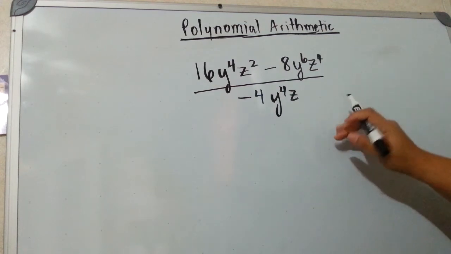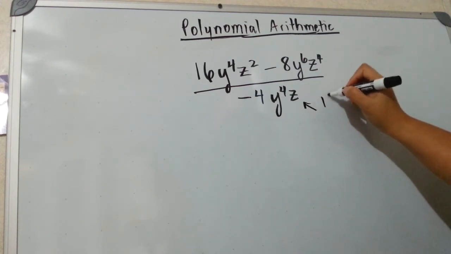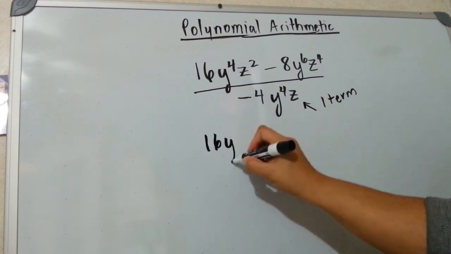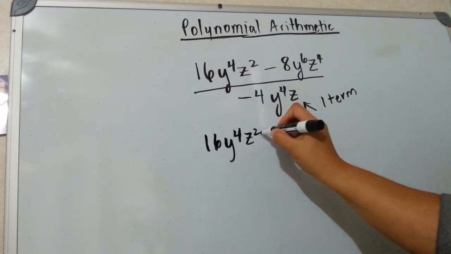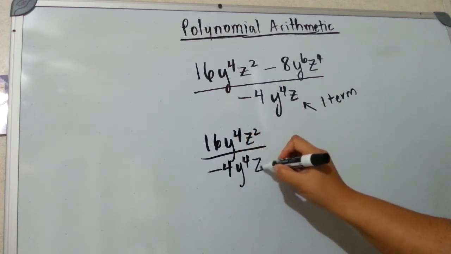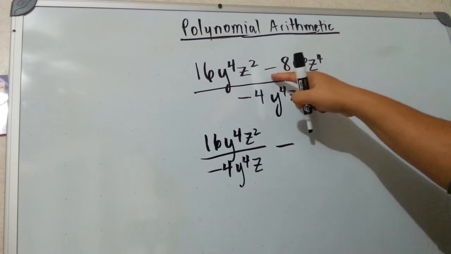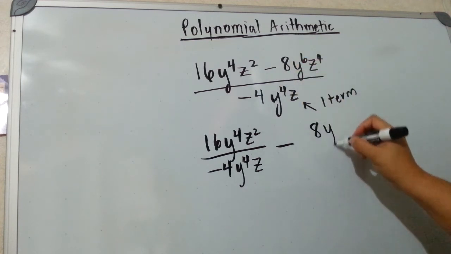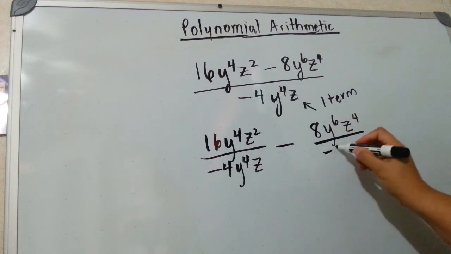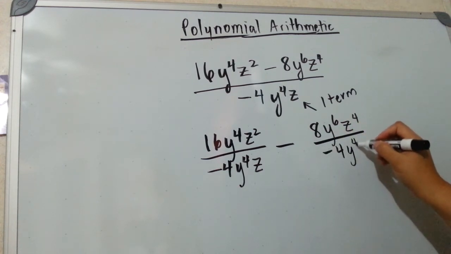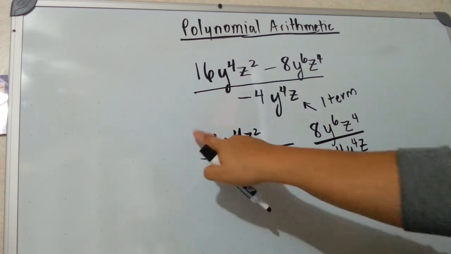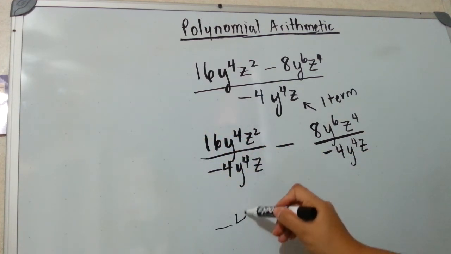Alright, this example is exactly the same. This is one term. So it's a monomial. So then you rewrite it as 16 divided by negative 4 y to the 4th z minus 8 y to the 6th. Okay. 16 divided by negative 4 is negative 4.